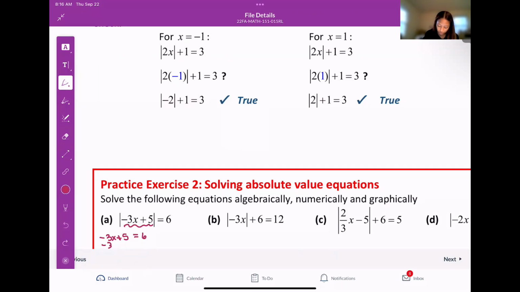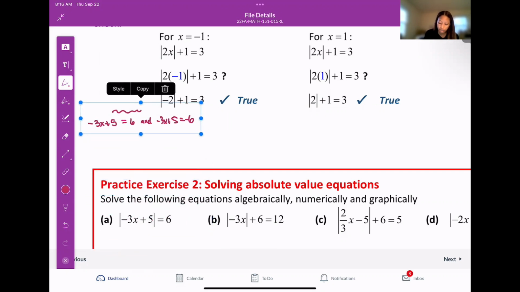I shouldn't write them under each other, I'll write them next to each other, sorry. Negative 3x plus 5 equals 6, and negative 3x plus 5 equals negative 6. So you take the term in the absolute value expressions out, and then you get these two equations that we can solve. There's never enough space below, so I'll write this at the top here. Right, solving these equations.